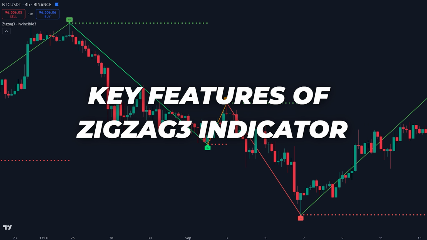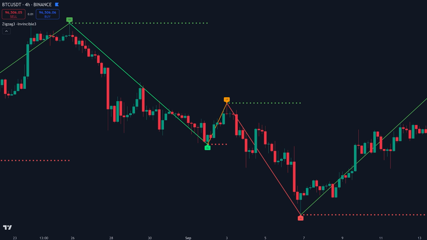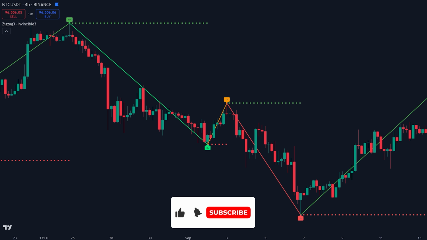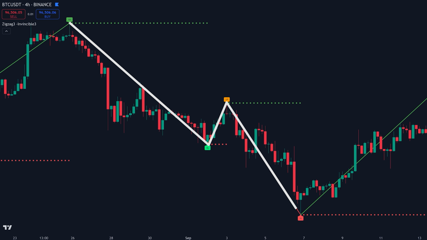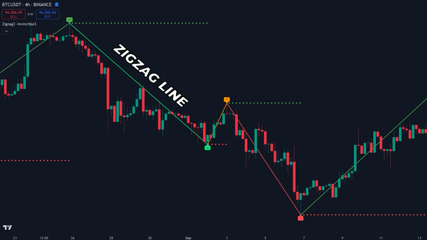Now let's go over some key features of the ZigZag3 indicator. First up, Dow theory labels. This indicator marks key points on your chart like higher highs, higher lows, and lower lows. These labels help you see the direction of the market. Next, zigzag line visualization. The zigzag lines connect important price points on the chart. These lines show the overall movement of the market, making it easier to spot trends and reversals.